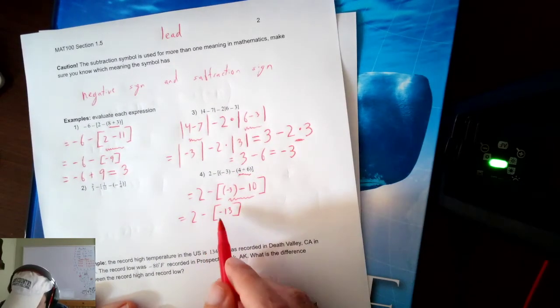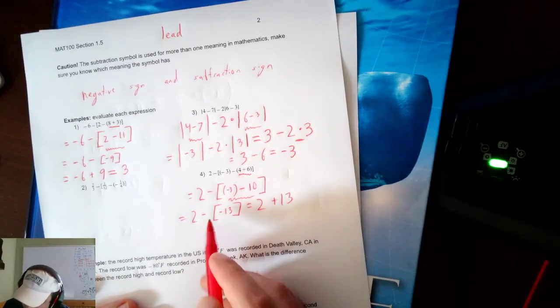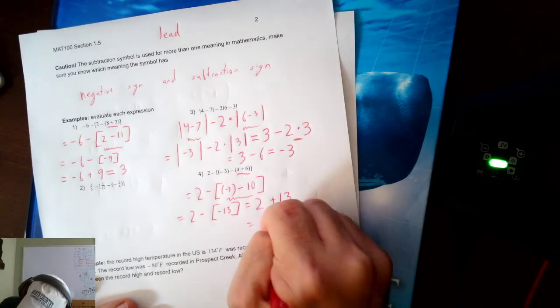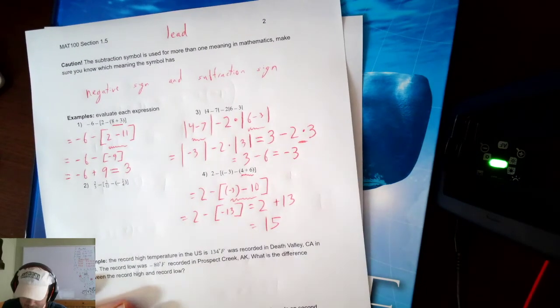Now, 2 minus negative 13, we can use the double negative to get 2 plus 13, right? That's a double negative. And 2 plus 13, that's 15. So once again, we went one step at a time, and we found our answer to be 15.